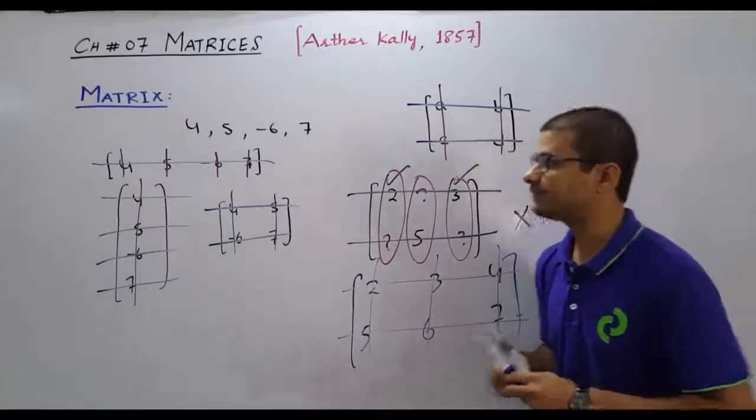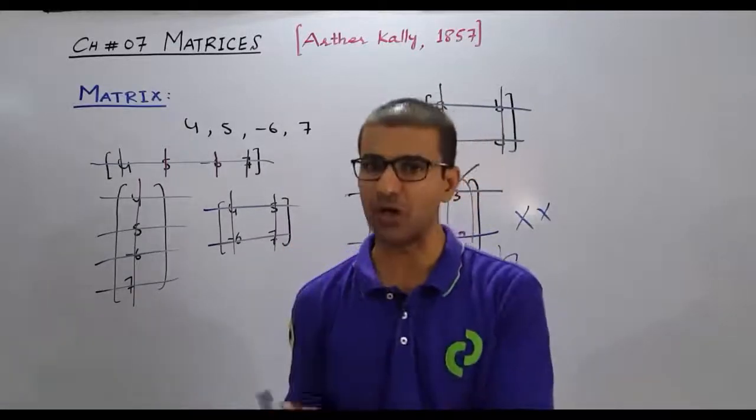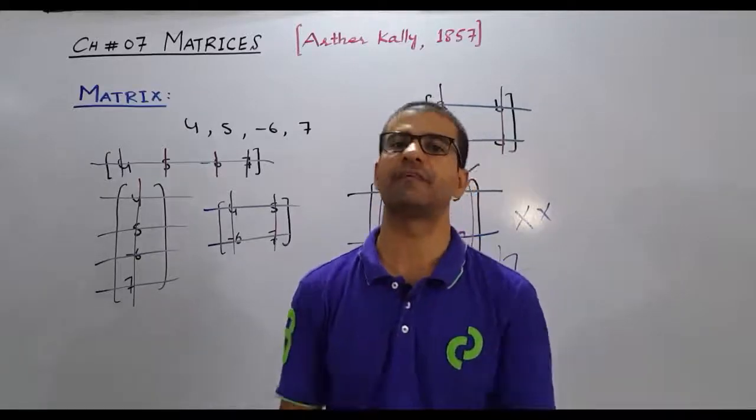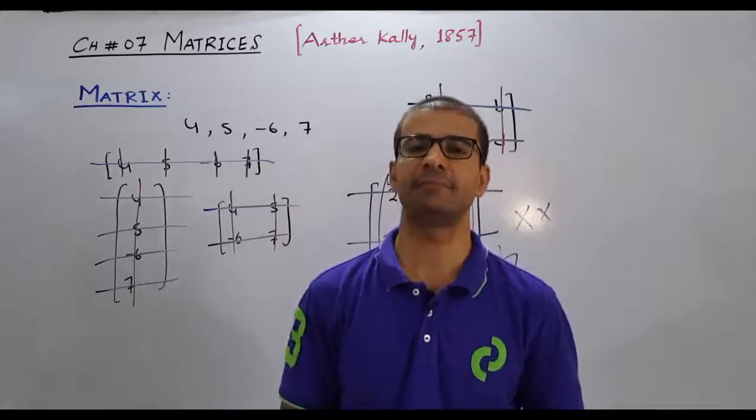So now we can define matrix. Matrix is just an arrangement of numbers in form of rows and columns. Each row must contain the same number of elements and each column as well must contain the same number of elements.